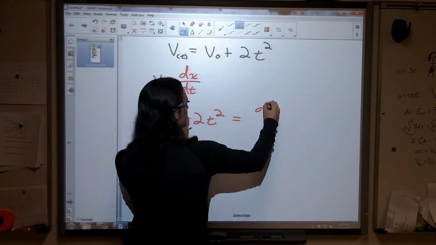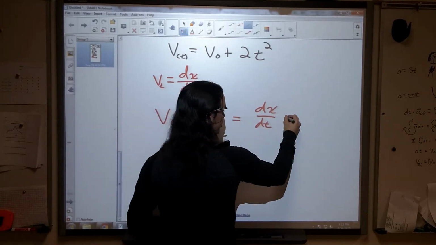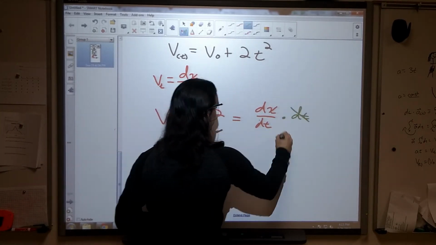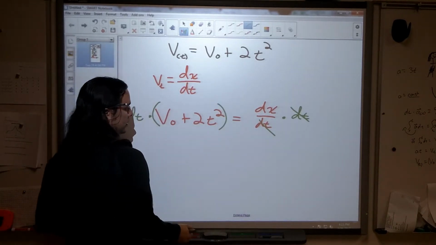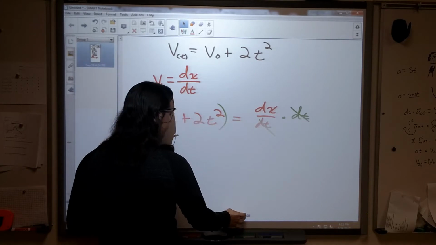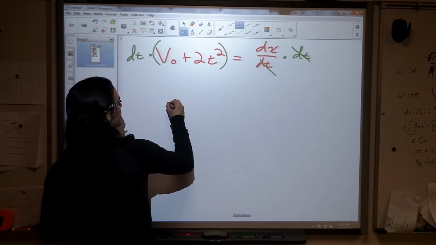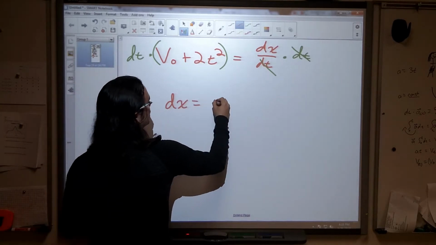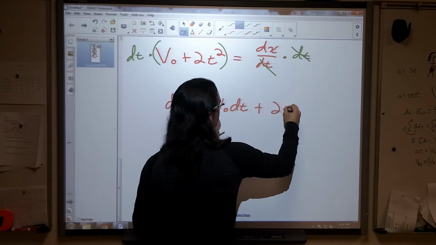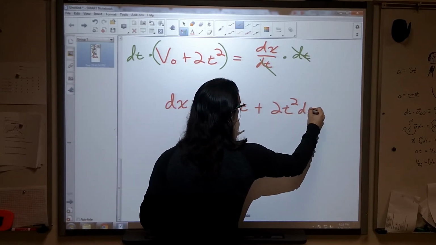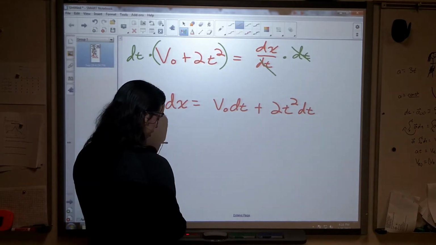It will be equal to dx dt. We do separation of variables on this, dt. Now remember, it's the whole thing. We end up with the following. dx equals v naught dt plus 2t squared dt. This is me distributing the dt, and I swapped the sides here.